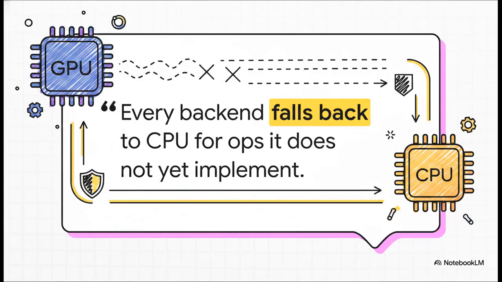Now, I really want to pause and highlight this quote straight from their documentation. "Every backend falls back to CPU for any op it does not yet implement." Guys, this is a brilliant fail-safe mechanism. It essentially means that even if a specific weird mathematical operation isn't fully supported by your specific GPU driver yet, the engine is not going to crash on you. Nope, it just seamlessly hands that specific task back over to your CPU. That ensures your AI's output is always correct and completely stable, regardless of what hardware limitations you might be bumping into.